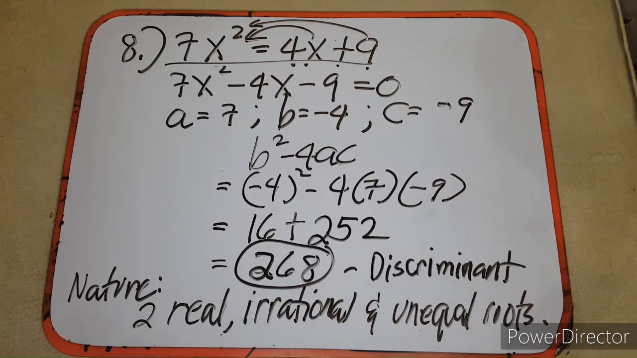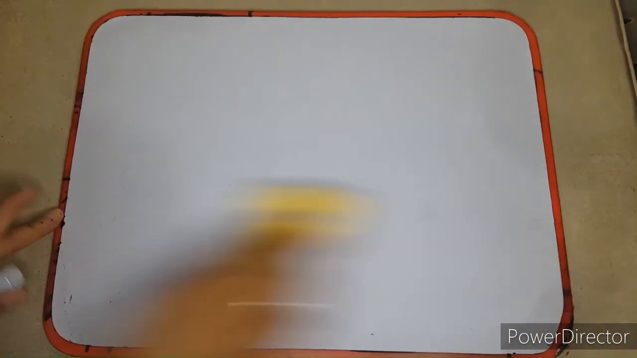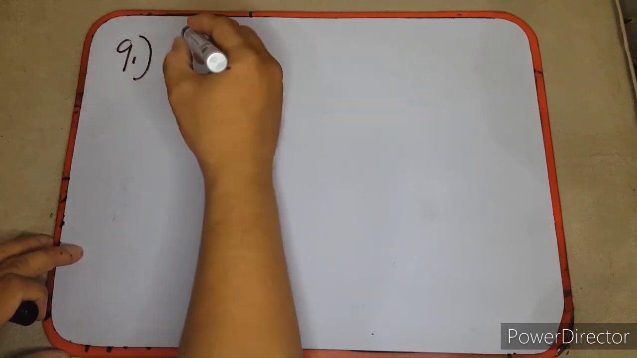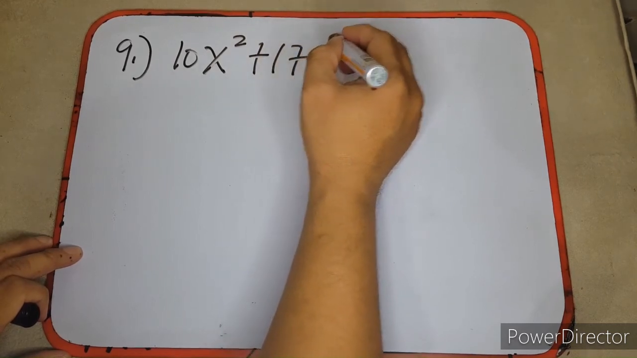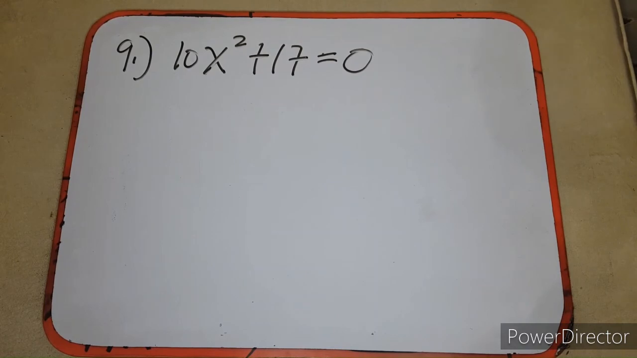So let's continue answering more examples. So let's have example number 9. Example number 9, the given is 10x squared plus 17 is equal to 0. Again, the given is 10x squared plus 17 is equal to 0. So that is an equation where b is equal to 0. So let us identify the nature of the roots of that given quadratic equation.